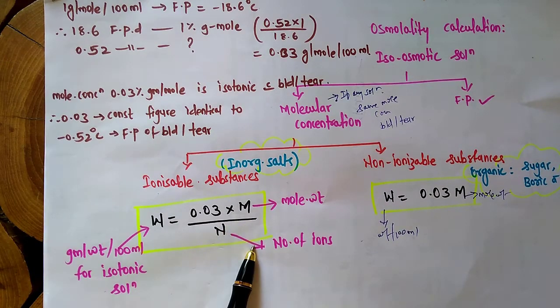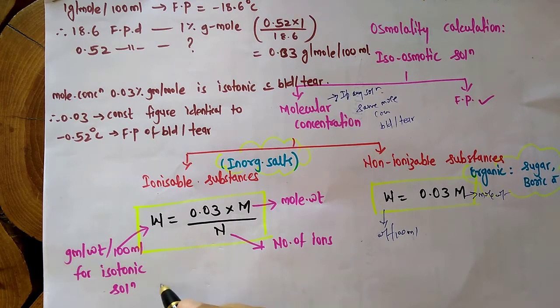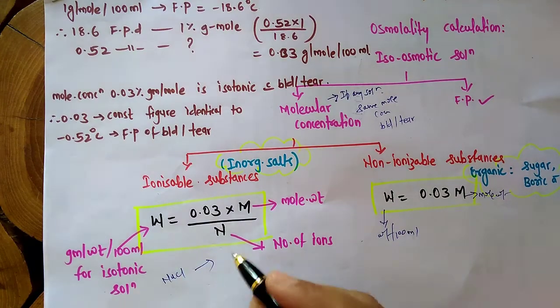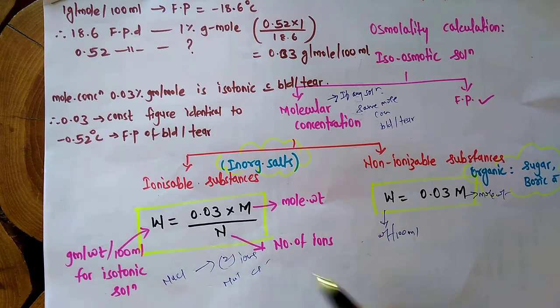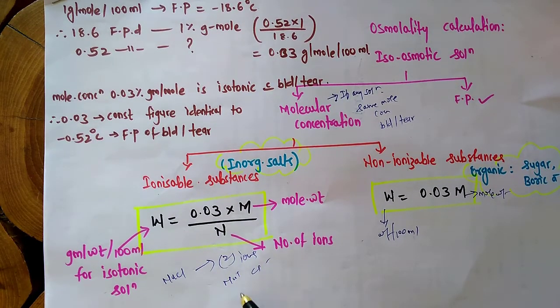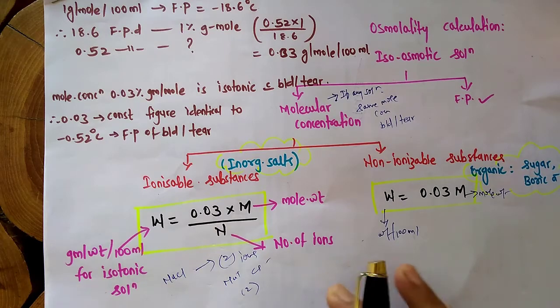Since these are ionizable substances, such as inorganic salts like NaCl and KCl, they have the tendency to ionize, so they will produce some number of ions. For example, NaCl will produce 2 ions, Na+ and Cl−, so the number of ions in this case is 2. So M is the molecular weight, N is the number of ions, and W is the weight in grams per 100 ml for the isotonic solution, which is to be calculated.